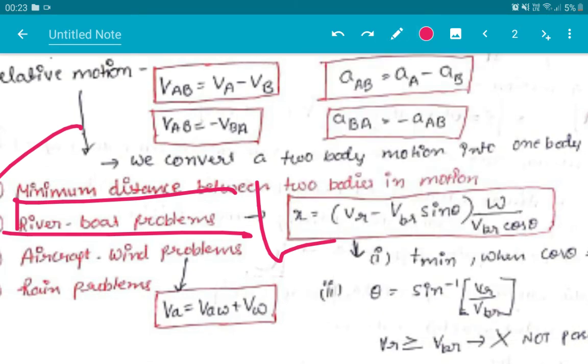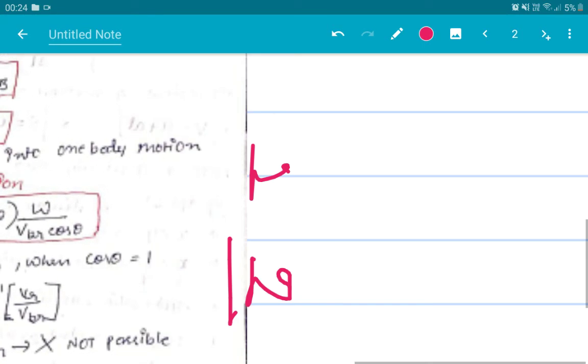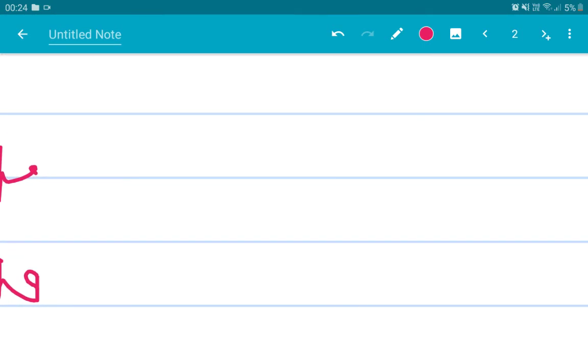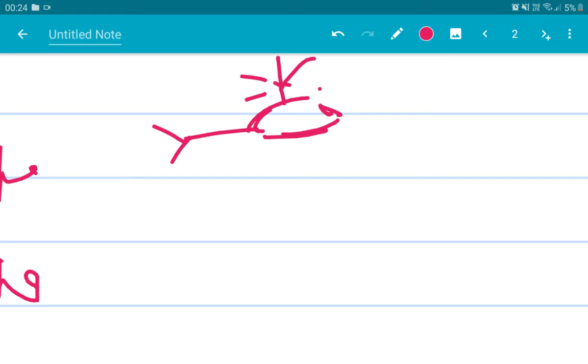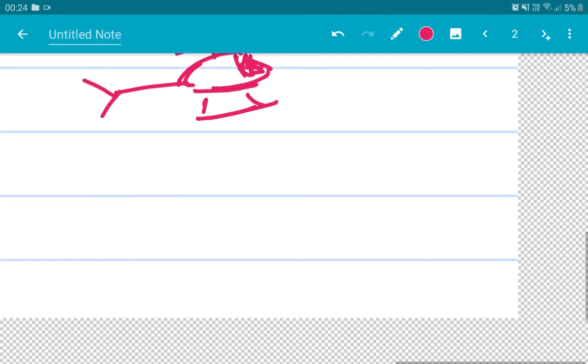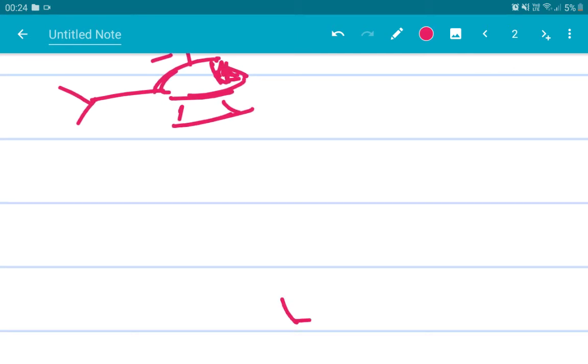And coming to the aircraft wind problem, it is also similar to that river-boat problem. Like some man is throwing something, I'll draw the picture and show it better. Suppose this is the helicopter, something like this is the helicopter. I'm very bad at drawing pictures. My stylus is not working properly, so sorry for that. So some boat or some man is here.